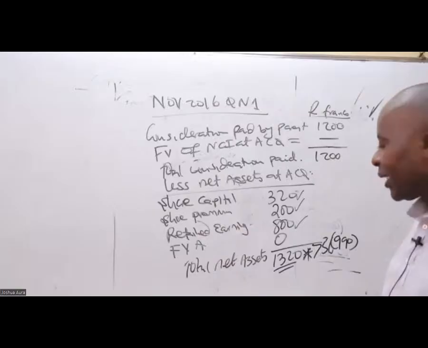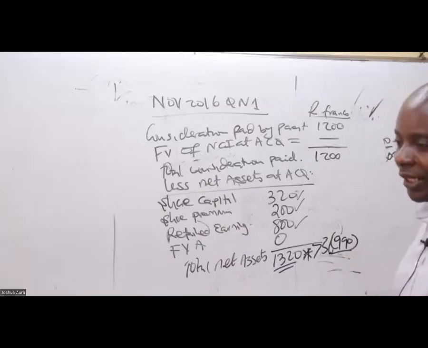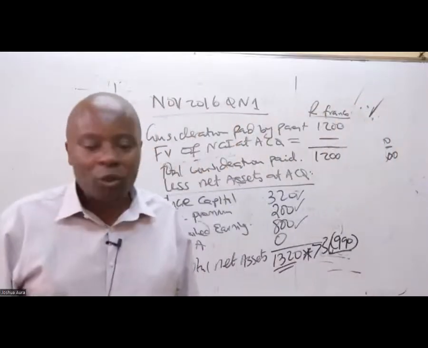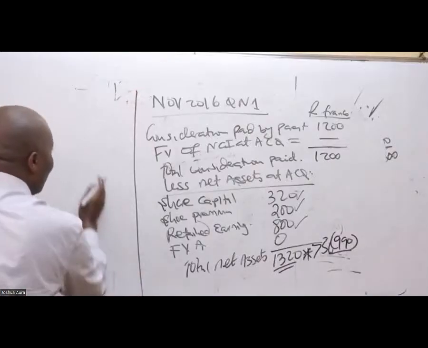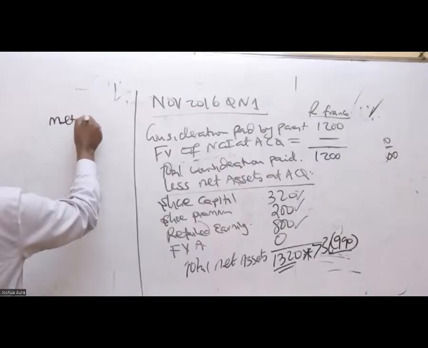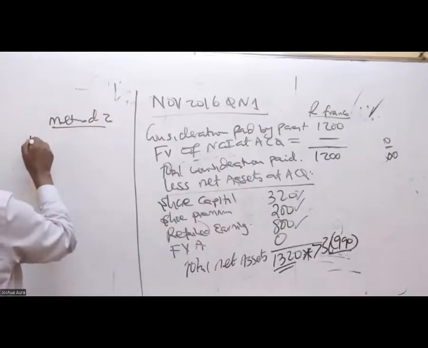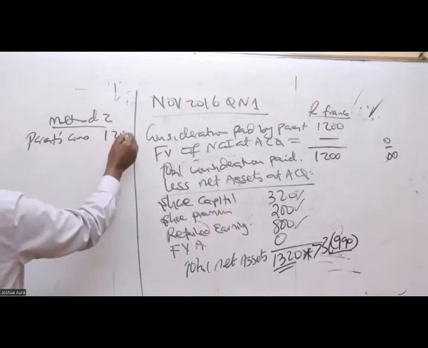This will be the goodwill at acquisition. So goodwill at acquisition is 210. Now listen carefully. You will find some who are used to a certain method, another told me, teacher, we are used to method 2, where in this case they come and they say the parent's consideration is 1200.